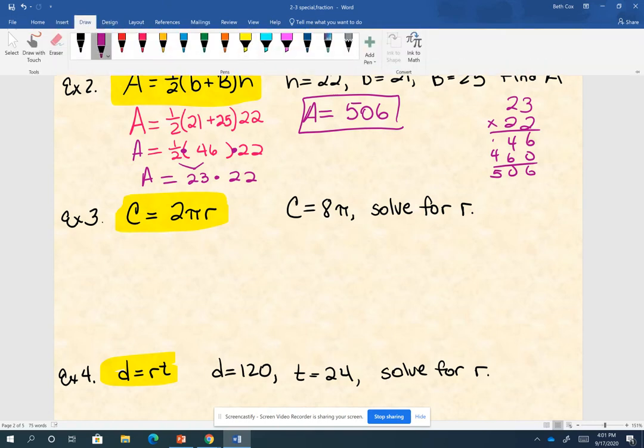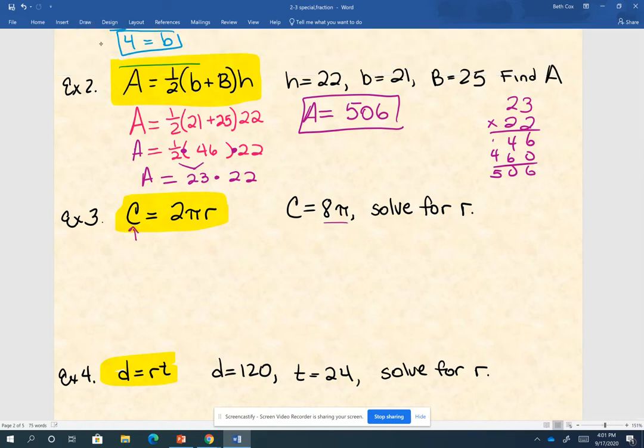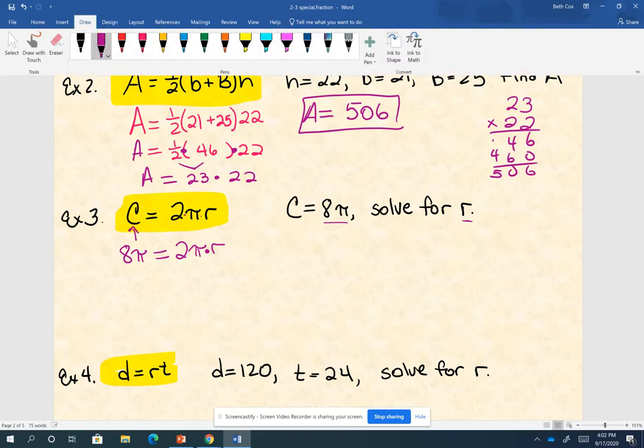So it says C is 8 pi, so I'm going to replace this with 8 pi, and I'm solving for r. Remember, this is multiply. When you have three things lined up together, that's multiply. And so I have to get r by itself. I can't simplify.